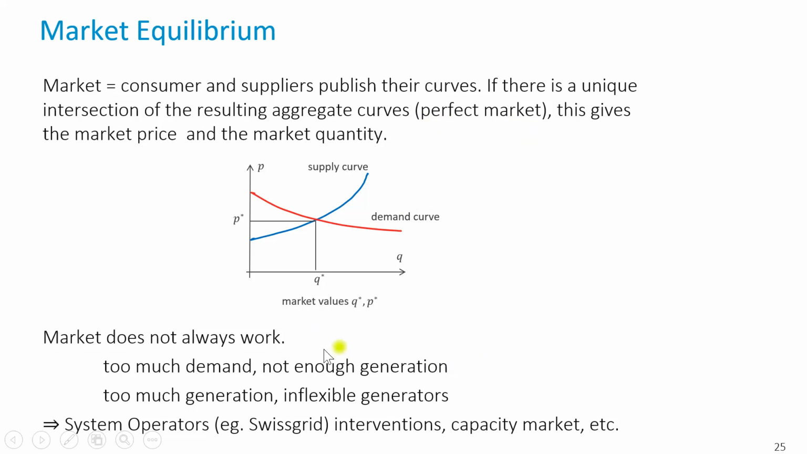In reality, of course, there are many things that are different. The market might not always work, so those curves might not intersect. There might be too much demand and not enough generation, or vice versa. So there are multiple steps of that, but in each of those steps, this is typically done.